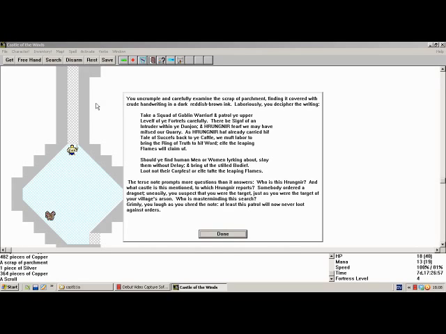Spelt Dungeon. Hmm. I wonder whether it was a hobgoblin that wrote this.